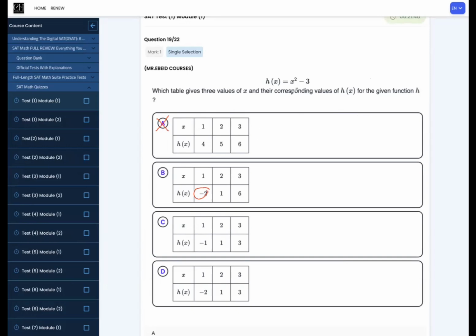I'll check B. 2 squared equals 4, 4 minus 3 will be 1. This is correct. And 3 squared is 9, 9 minus 3 is 6. Yes, so the answer is B.